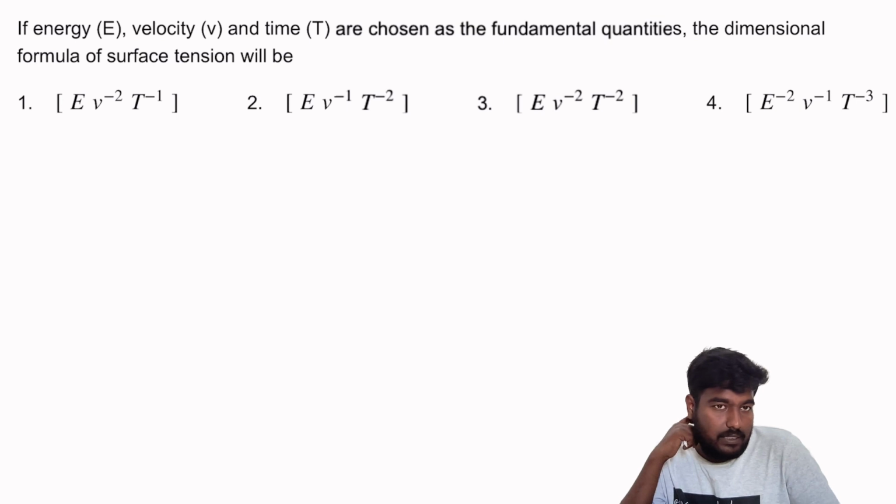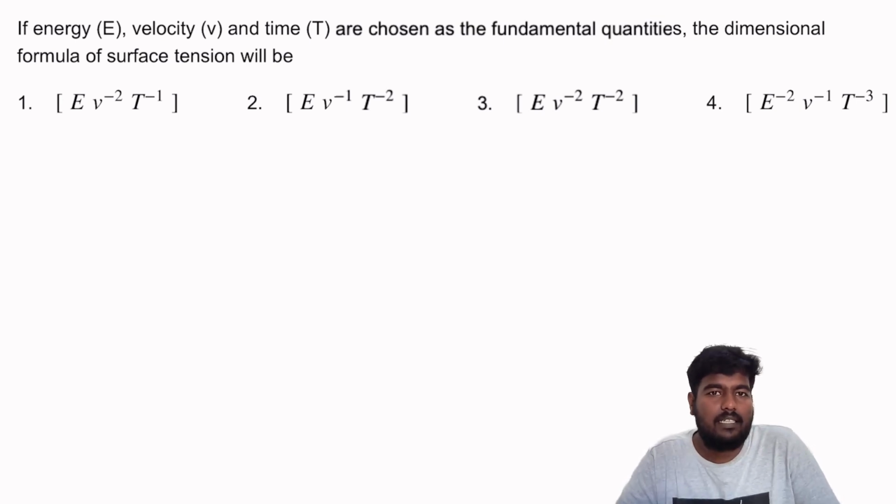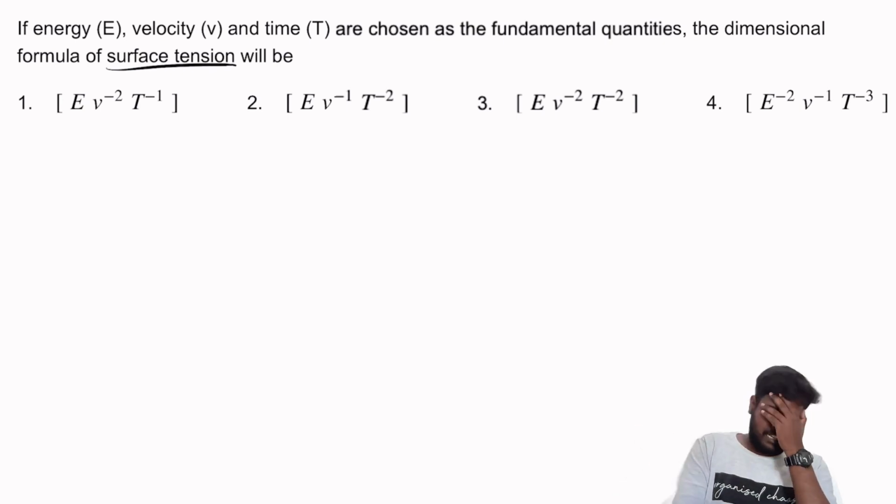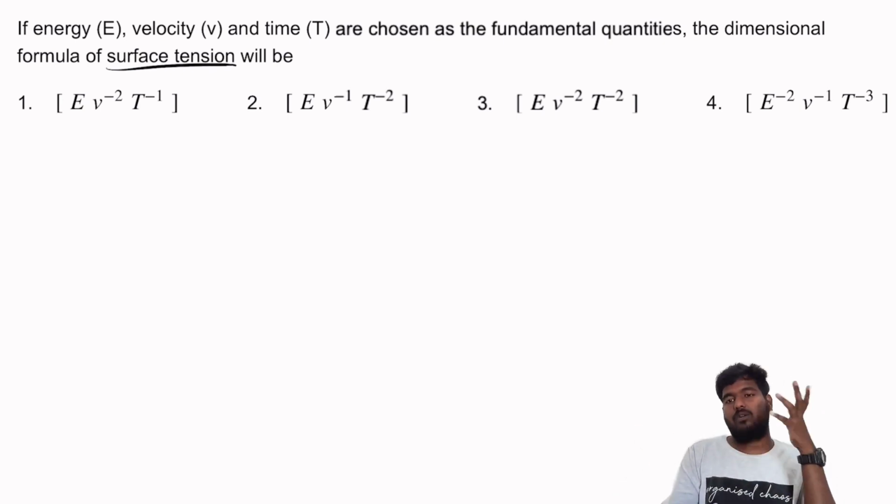If energy E, velocity V, and time T are chosen as fundamental quantities, the dimensional formula for surface tension will be. So now I think we have crossed the types of questions that they can ask. Hereafter only questions will be repeated, but with different quantities. That's all, quantities and dimensions.